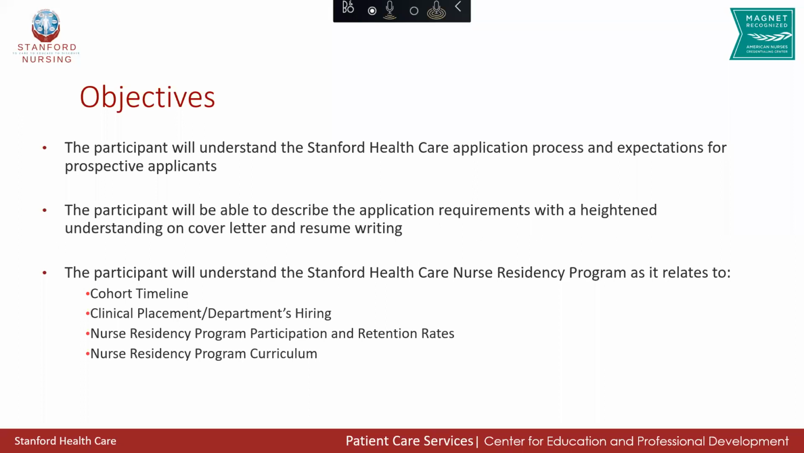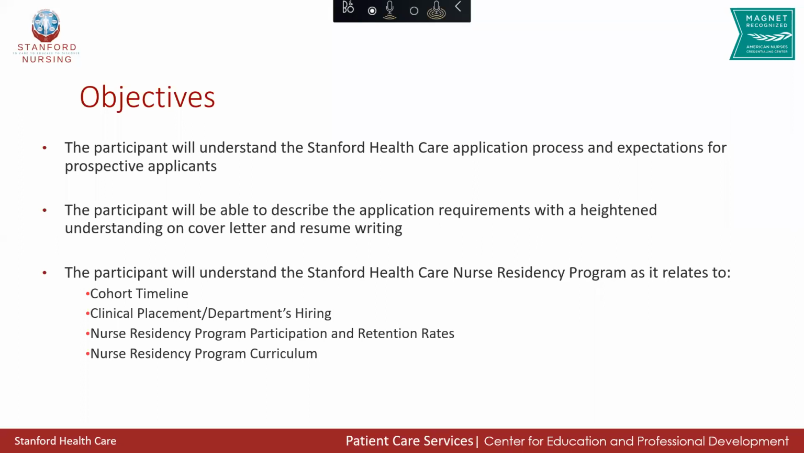We have three main objectives for today's webinar. The first is that you, the participant, will leave today's session with a greater understanding of the application process and expectations for the candidate. Our second objective is that you will have a heightened understanding of what we're looking for in cover letters, resumes, and our electronic application, as well as what the 4 application requirements are for our residency program. And the third objective is that you just have a better understanding of our program as a whole.